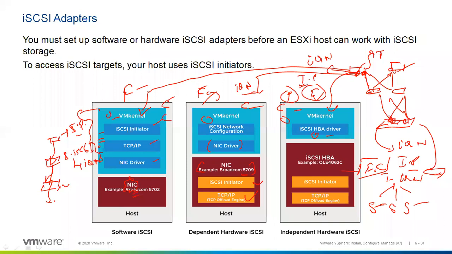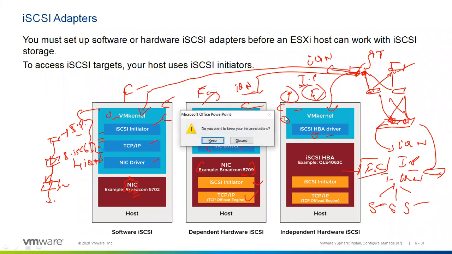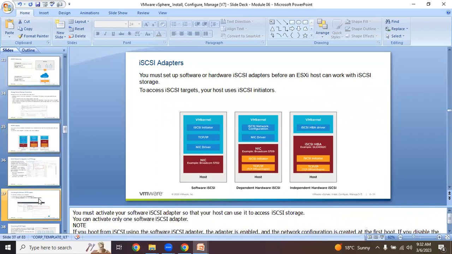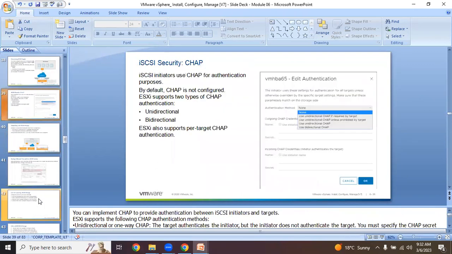However, in FC SAN, it is simple. There is nothing else. FC is HBA. That's it. In FC topology, we don't have different kinds of adapters. FC means only HBA. That's it. Are we clear?